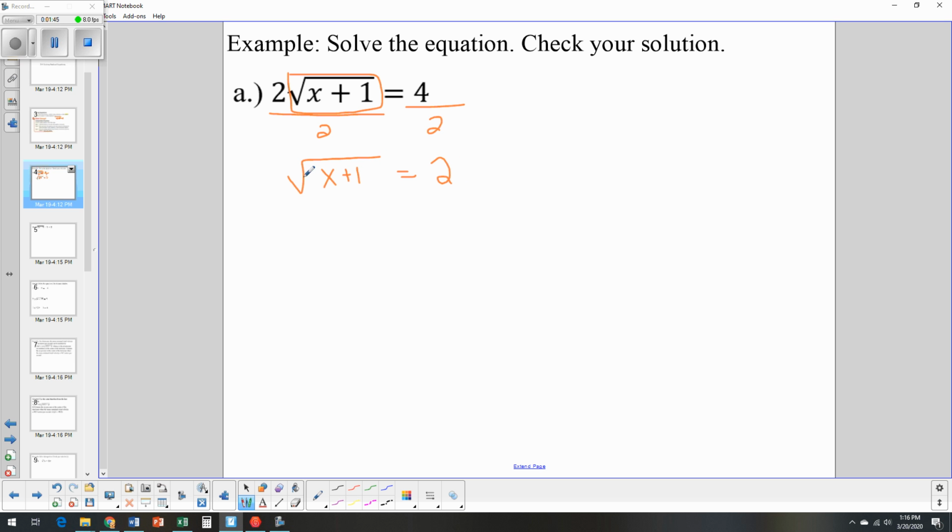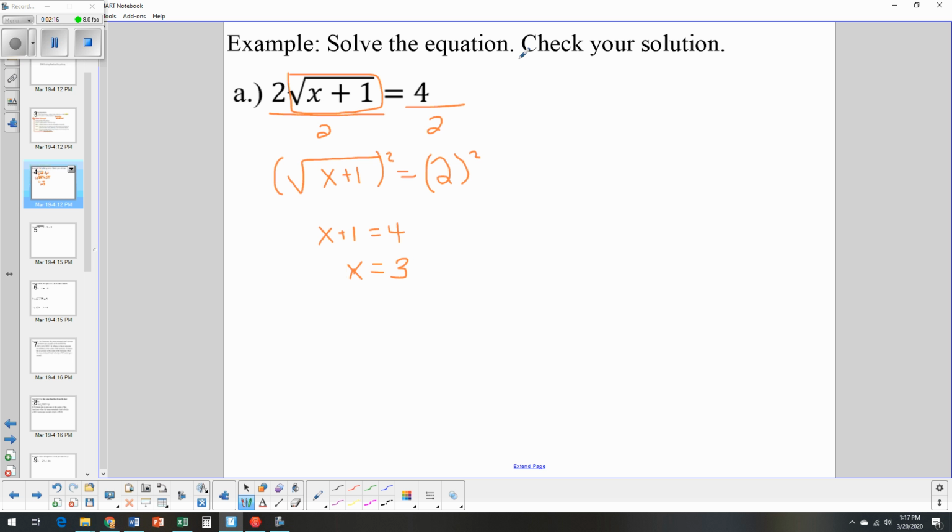Now this is by itself completely, so I can square both sides because squaring is the opposite of a square root. And remember, this symbol is just going to get canceled out with the power, and we're going to be left with whatever expression was inside. So now we have x plus 1 equals, and our 2 squared is 4. And now this is nice, easy to solve. We're going to subtract 1 from both sides, and we get x is 3.